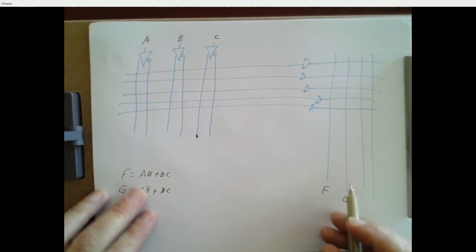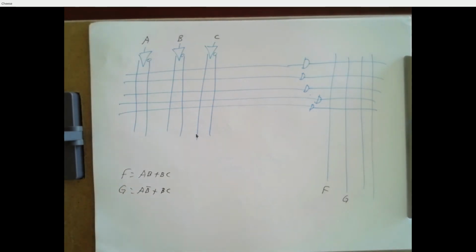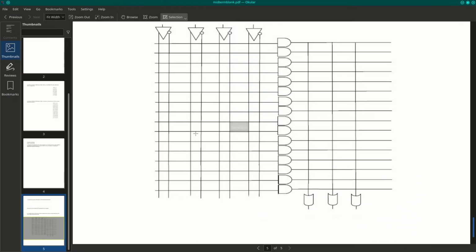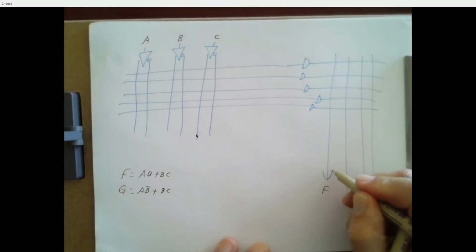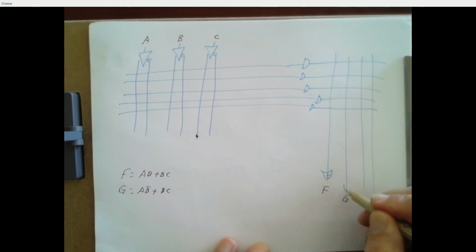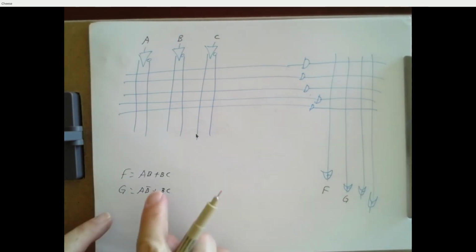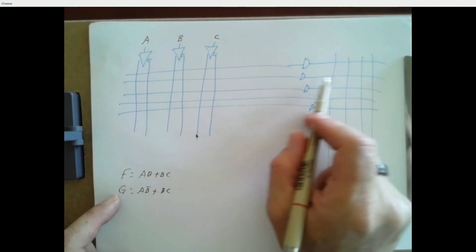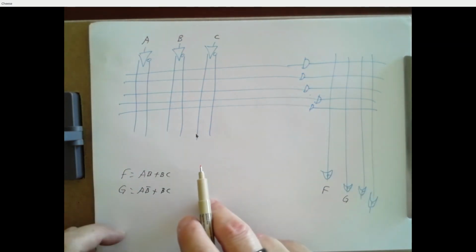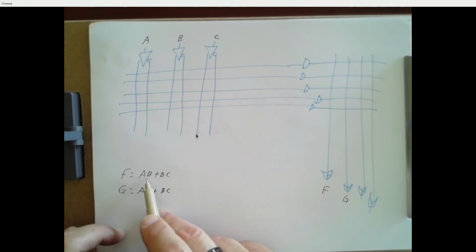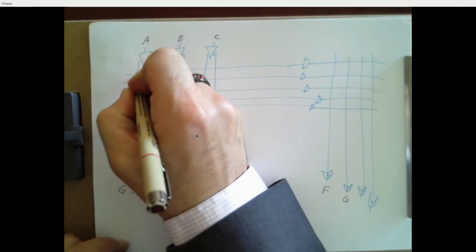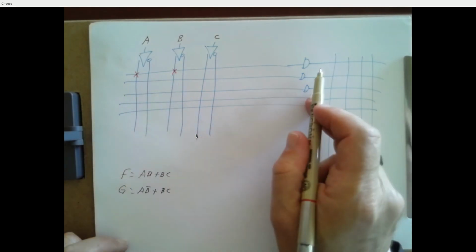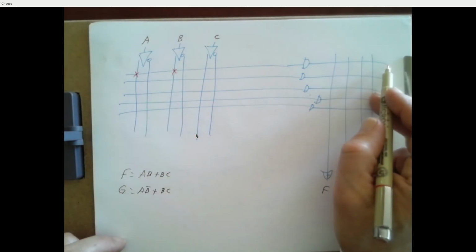And so to generate F, I need to OR, I forgot to draw my OR gates. So there's an OR gate down here. So to generate F, we need to OR AB with BC. And these lines here I can use to generate my different AND terms, my product terms. So we can just start at the top. Let's generate AB. So we want to take A and B and AND those together. So this top line represents AB.